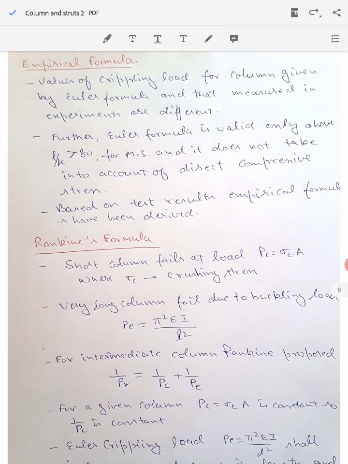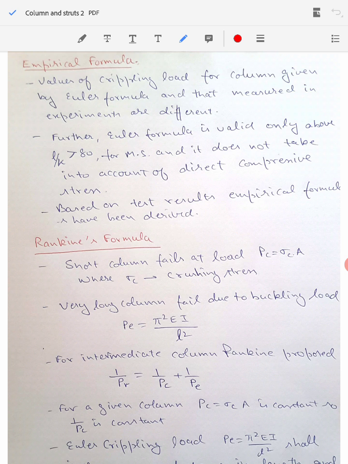So what happened actually is that the values of the crippling load given by Euler's formula and what we actually measure in the experiment differ. If you take up the compression test of columns on a strut machine, you put the column on the strut machine and start increasing the load, and you see at this particular load value the column starts to buckle. Then you compare it with Euler's formula, and you find there is a difference. They are not coming out to be the same.